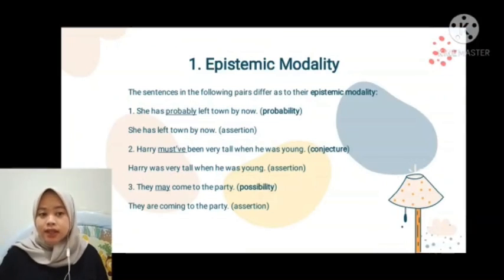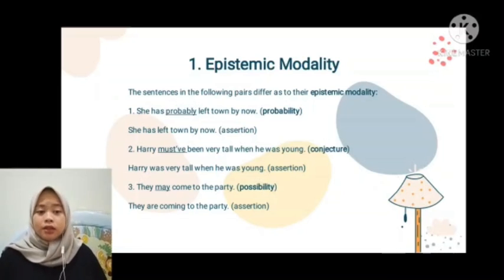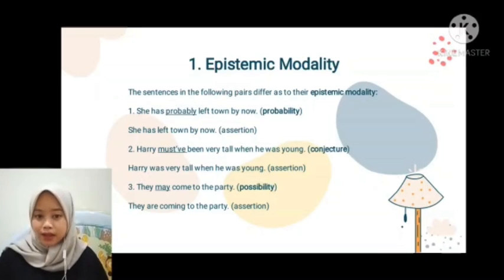Next, the first is epistemic modality. You can see the example sentences. The first example: she has probably left town by now. It is probability. And: she has left town by now. It is assertion. Why? The first sentence is probability and the second is assertion, because in the first sentence we can find the word probably, and it is the probability.